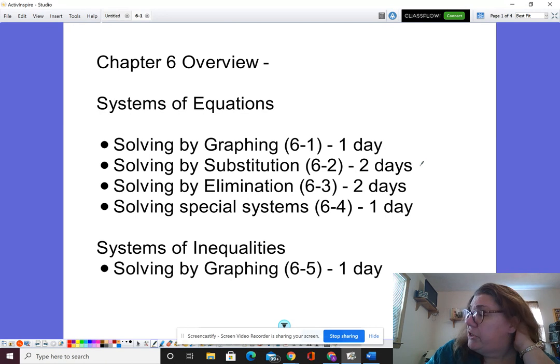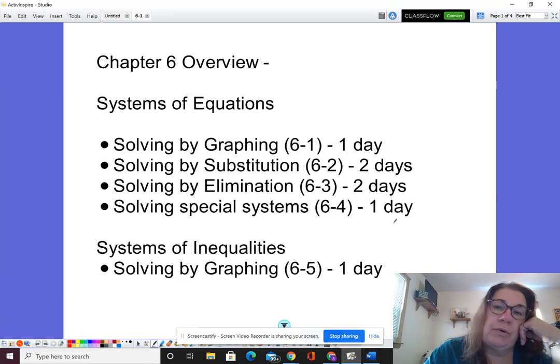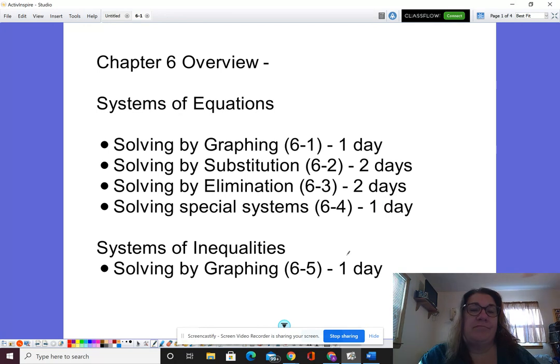The substitution, the only reason why I'm doing 2 days on substitution is because we'll do it on Tuesday and then we have a 5-day break and then we'll come back. So I'm just going to give a refresher on the substitution when we get back on that Monday. The elimination, it's not hard. I think it should be broken up into 2 days. And then your special systems, those are ones where you have parallel lines or coincident lines. So it's not that it's hard, it's just different information.